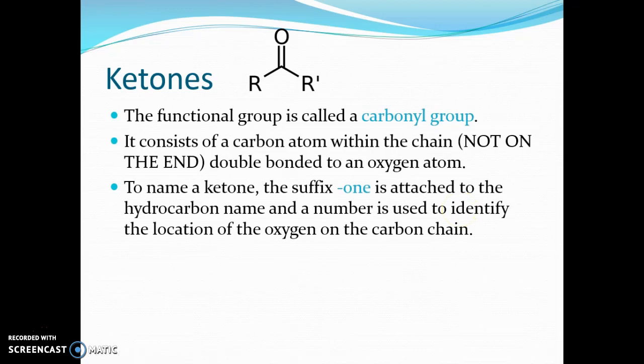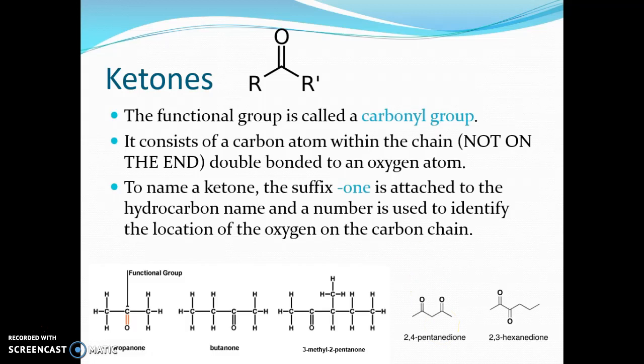To name the ketone, and again, the ketone is one of the other substances that you have to name. Instead of an OL, it gets an ONE on the end. And once again, a number as a prefix to let you know which carbon has the double bond. So here's some examples of various ketones. So here's propanone. We don't have to give a number to this one because the only place that carbon can be is on the second carbon. So propanone puts the carbonyl group on the second carbon.